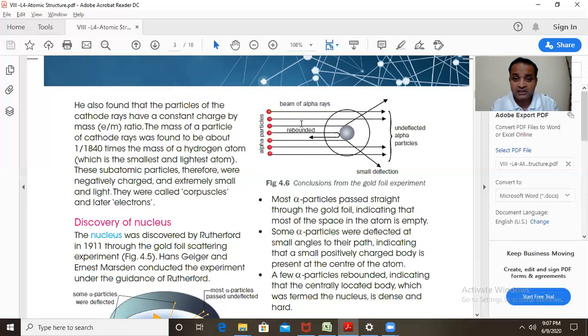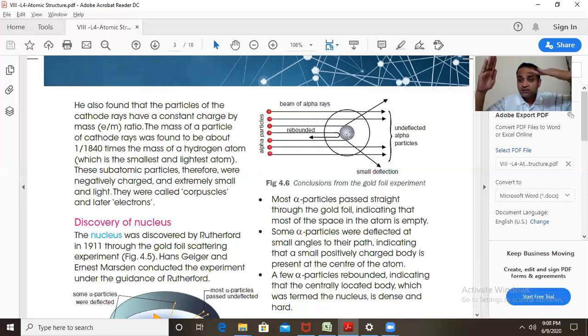A few of the alpha particles were slightly deflected, indicating that the point through which they were deflecting must be a positively charged point. And some of them were clearly rebounded back, indicating that at the center there is a dense part.